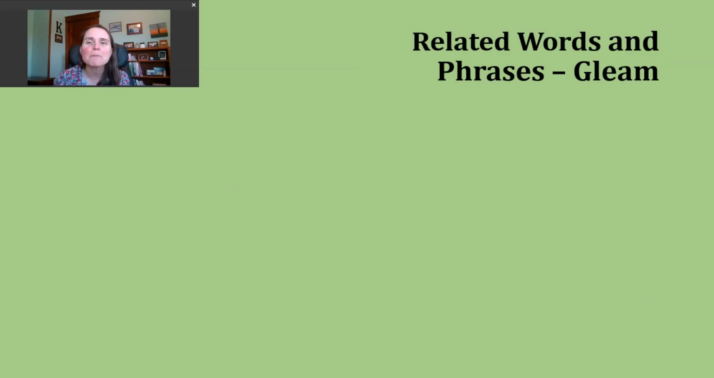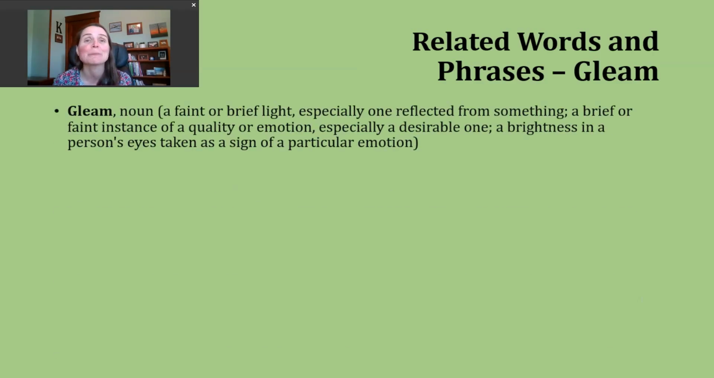Now let's spend a moment looking at some words and phrases related to our verb gleam. And the first word we're going to start with is just the noun form of this word. The noun gleam has the exact same spelling and the exact same pronunciation as our verb. Like our verb, there are a few different ways we can use this noun.